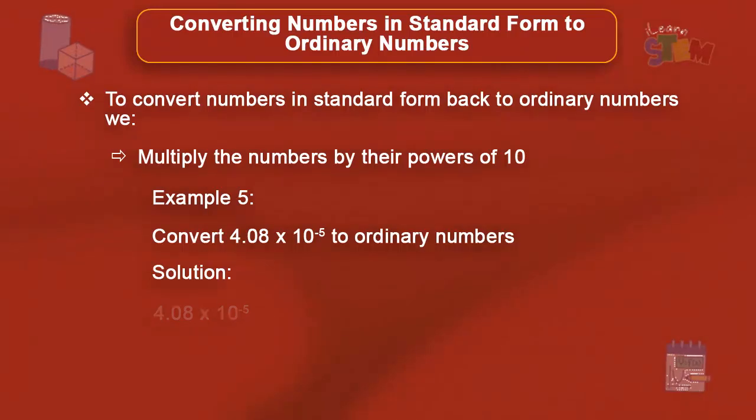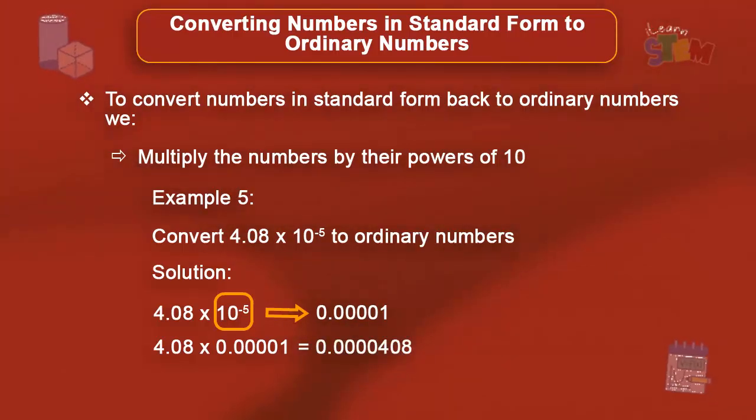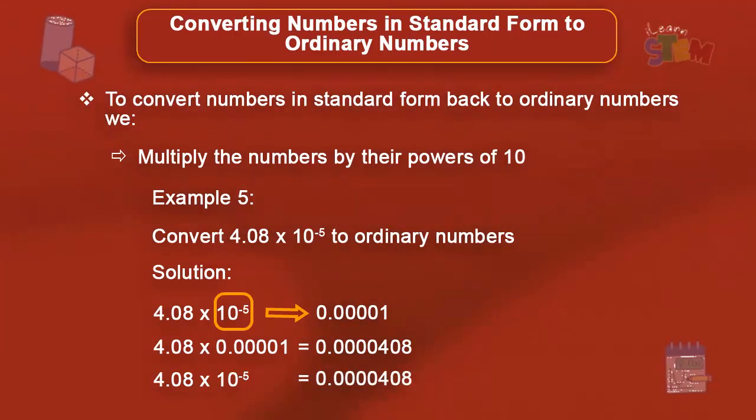Just like before, we write down our number in standard form. But notice that the power of 10 is negative 5, which is the same as 0.00001. So, 4.08 times 0.00001 equals 0.0000408. Therefore, converting this small number in standard form to ordinary numbers equals 0.0000408. That's brilliant. Let us now do some practice.